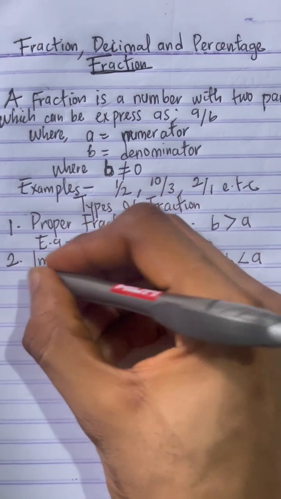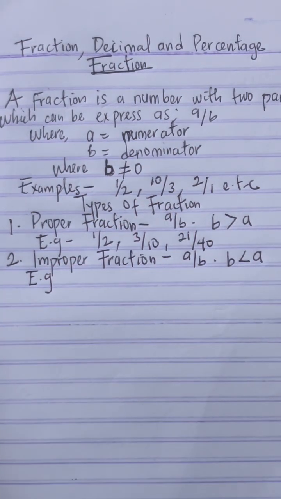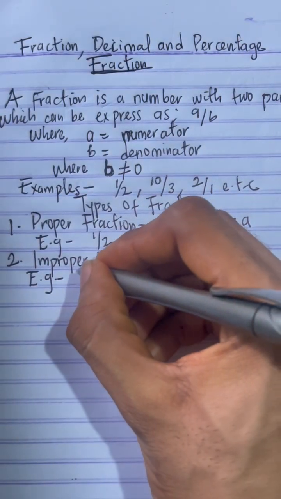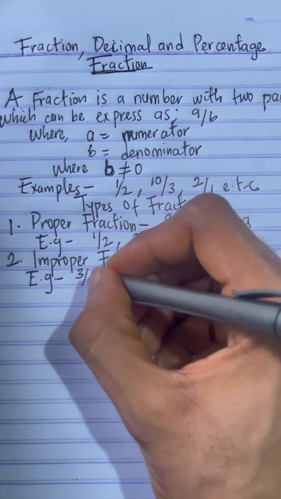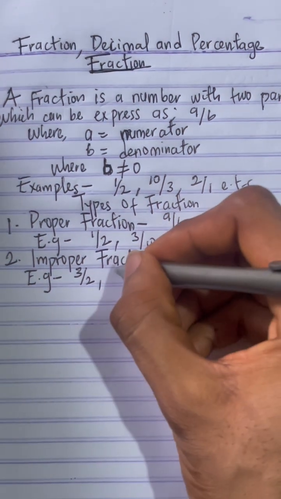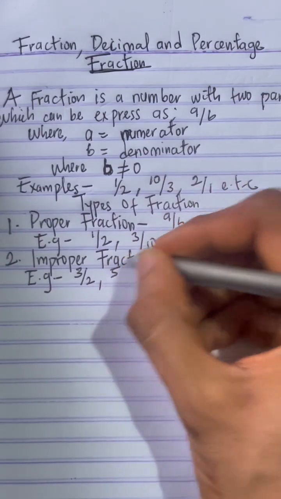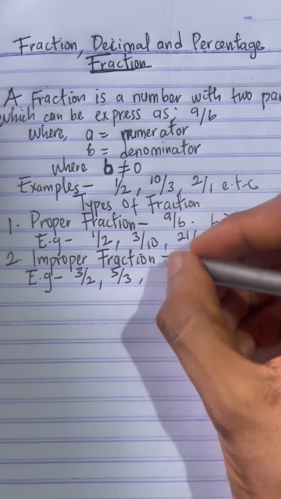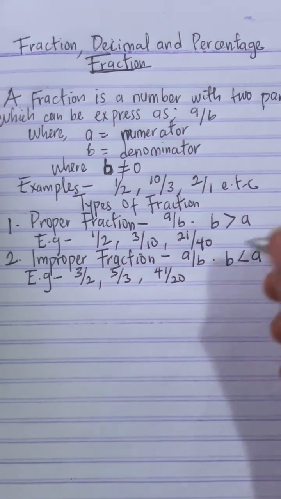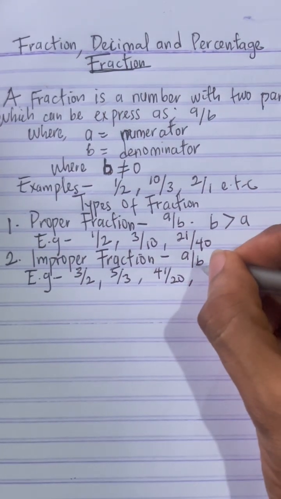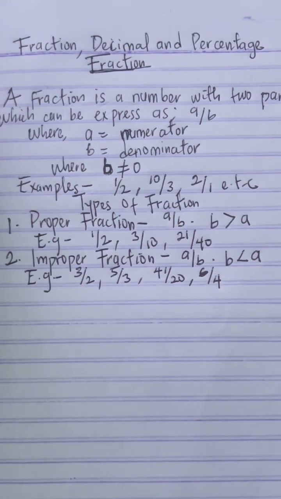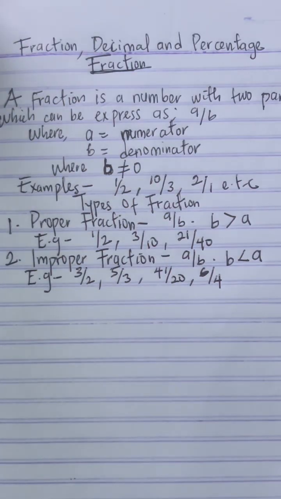Example, when you have 3 over 2, 2 is smaller than 3, right? It's an improper fraction. You have 5 over 3. When you have 41 over 20. When you have 6 over 4. Alright, so now you give me 3 examples.